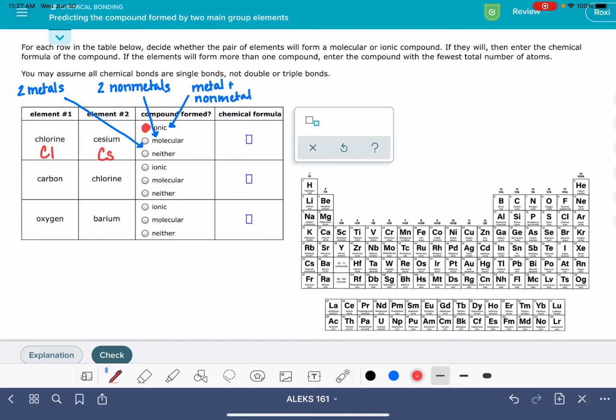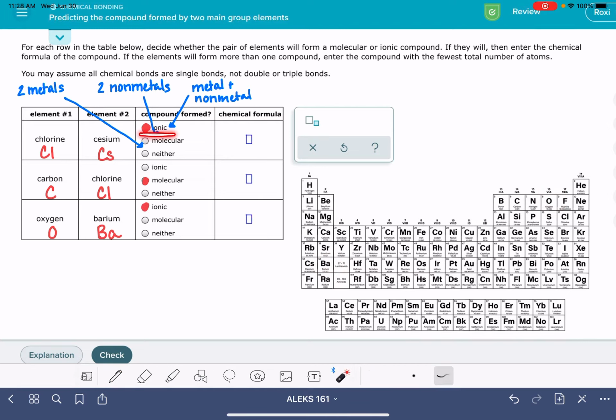which means that this is going to be an ionic compound, metal plus non-metal. For our next example, we have carbon and chlorine. Carbon is right here, chlorine is right here. There's that line. Both carbon and chlorine are on the same side. They are both non-metals. That means this is going to be a molecular compound. And our last one, we have oxygen with barium. Oxygen is a non-metal, barium is a metal, so this is another example of an ionic compound.